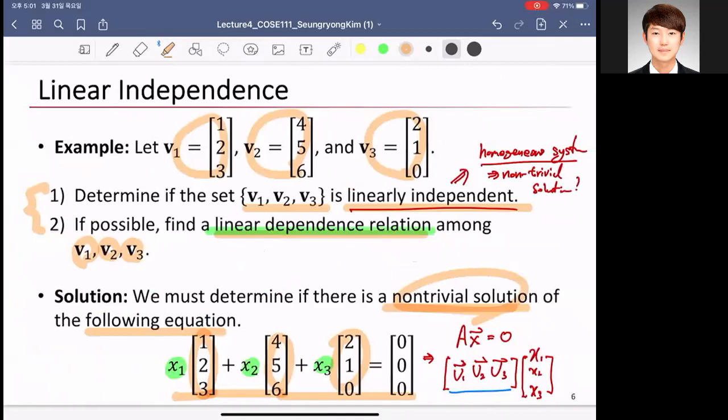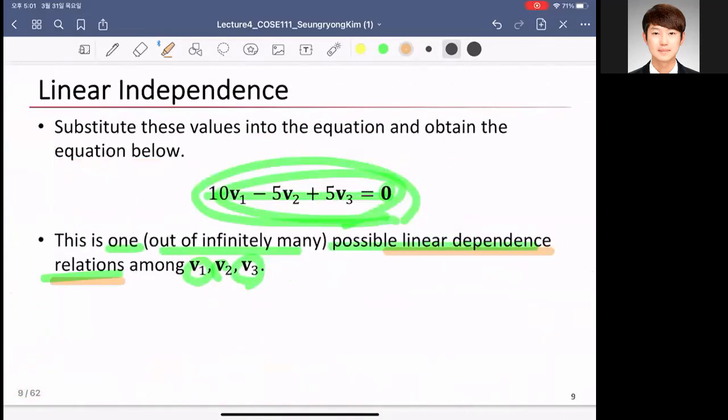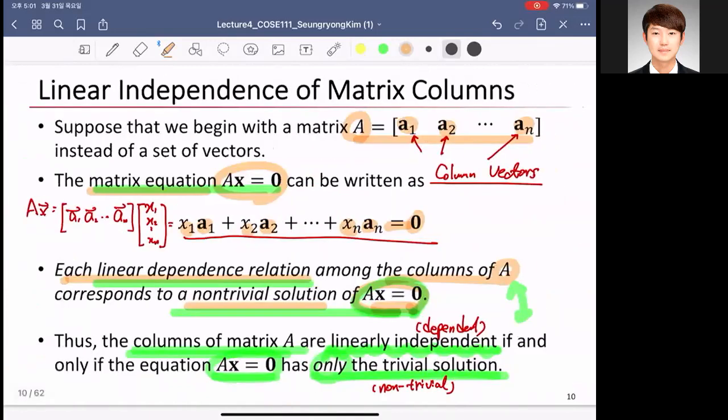We discussed how to find linear dependence relationships like this. This is not a unique solution. There are infinitely many possible linear dependence relationships among the vector set. When you think about a matrix consisting of the column vectors, the matrix equation Ax equals 0 can be written as a vector equation. Then each linear dependence relationship among the columns of matrix A corresponds to a non-trivial solution of Ax equals 0.